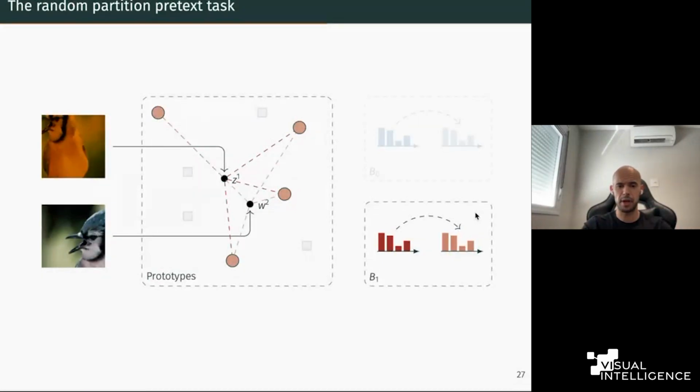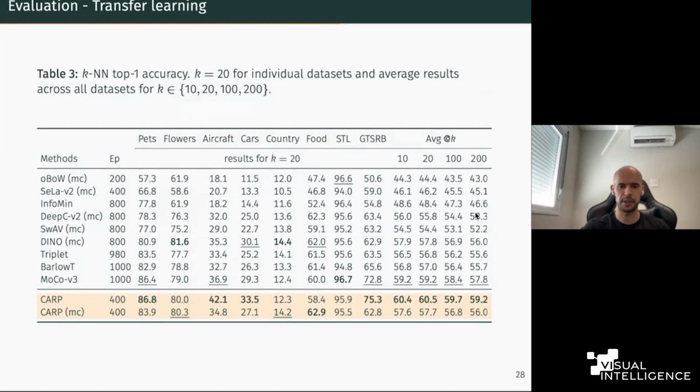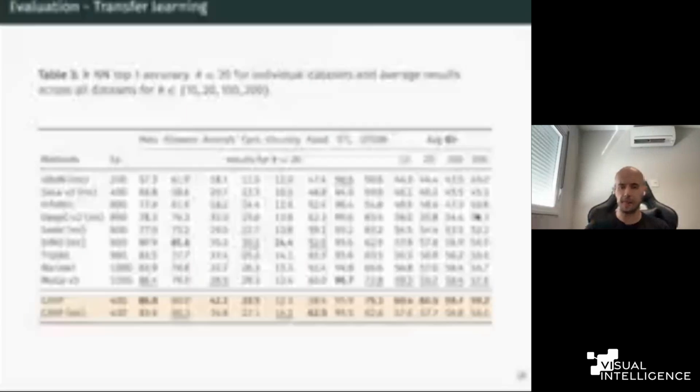After pre-training, we can now use the representations to learn a bunch of other tasks, right? And here I'm showing you KNN performances, top 1 accuracy on eight different datasets. So you basically learn 8 different tasks. And as you can see on average, and actually in most of the individual datasets, our method, CARP, performs really well.